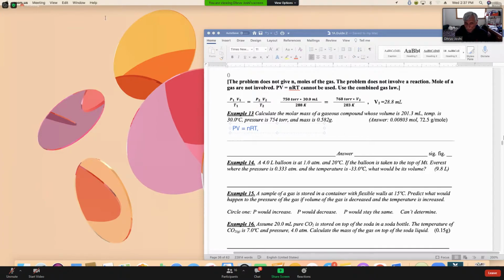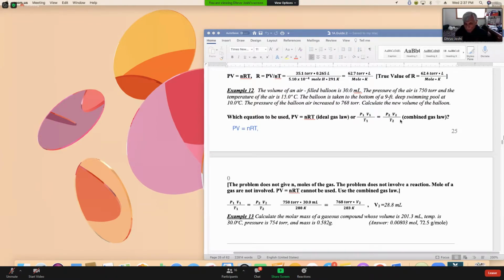The other equation, P1 V1 over T1 equals P2 V2 over T2, that equation does not have any moles in it, no n in there. So that's one way to look at it. If moles are involved, then you have to use PV equals nRT. If they are not involved, they are constant, then you use the other one.